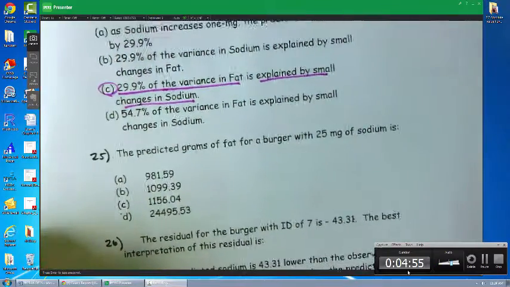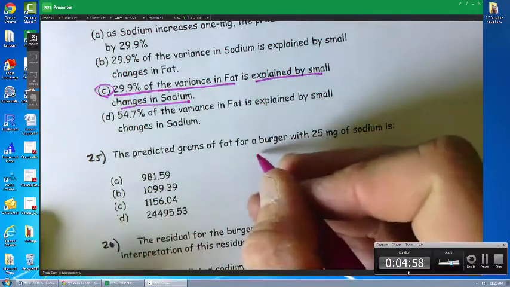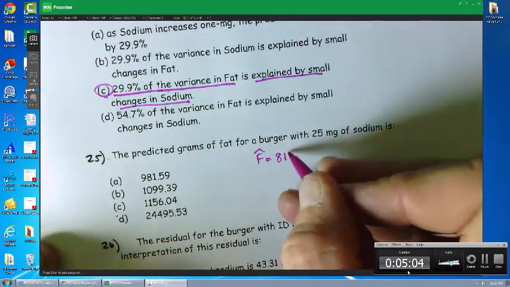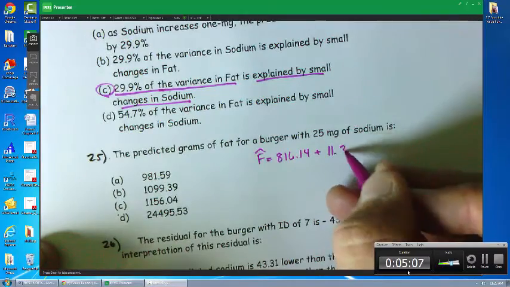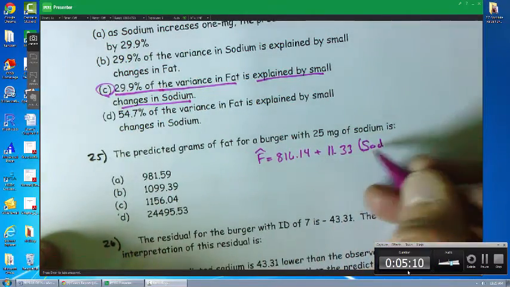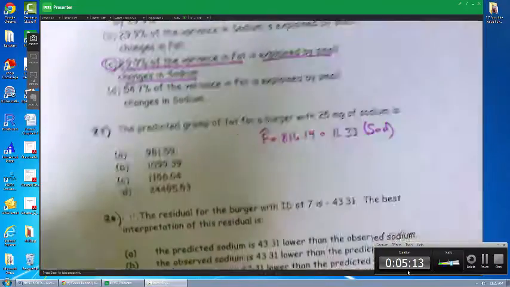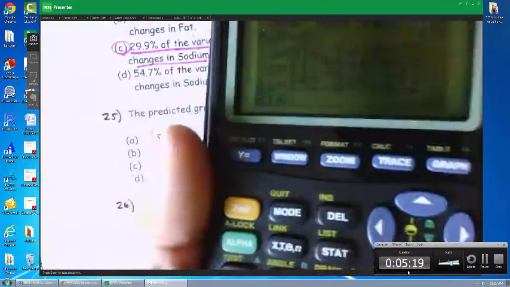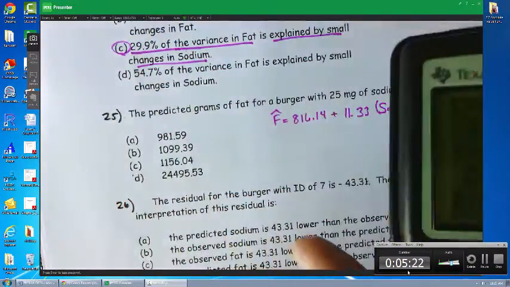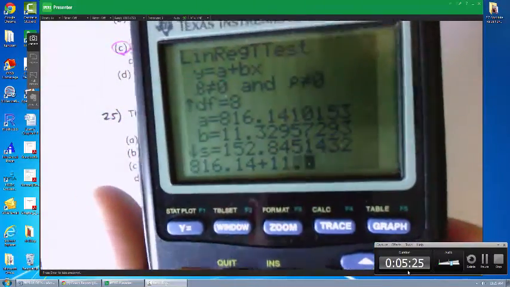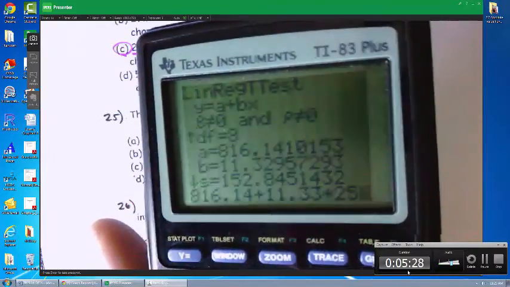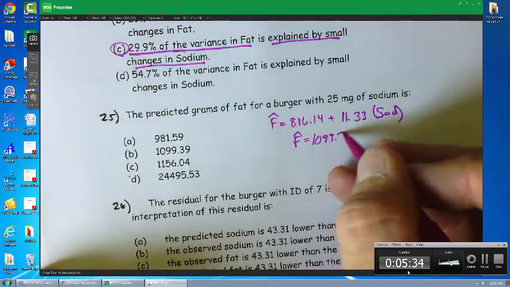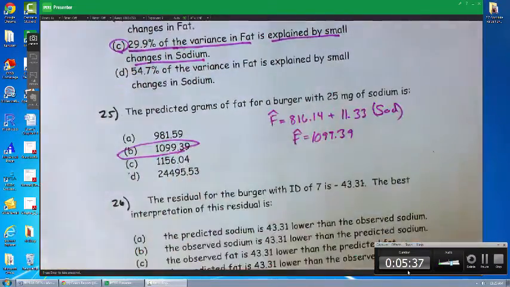The predicted grams of fat for a burger. So we've got the equation for fat being 816.14 plus 11.33 sodium. And it says, what's the predicted fat for 25 milligrams of sodium? So we just plug it in. 816.14 plus 11.33 times 25. We get 1,099.39. So the answer for that question would have been B.